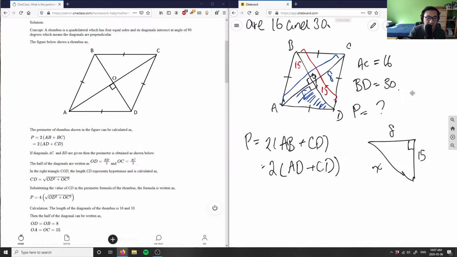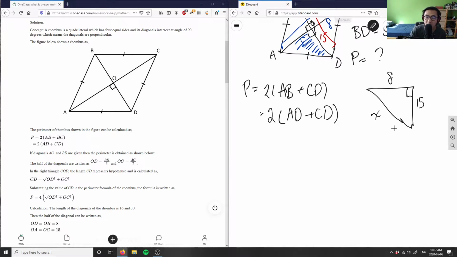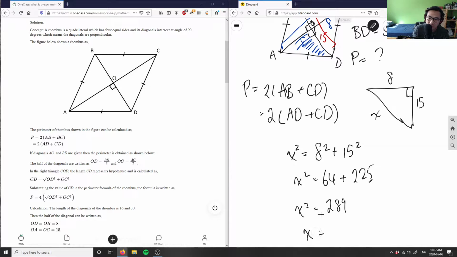In order for me to do this, I can easily use the Pythagorean theorem to figure this side length out. So I know that x squared equals 8 squared plus 15 squared. 8 squared is 64, and 15 squared is 225. I add those numbers together: 225 plus 64, and I get 289. And if I square root both sides, I would get 17. So my side length is 17.